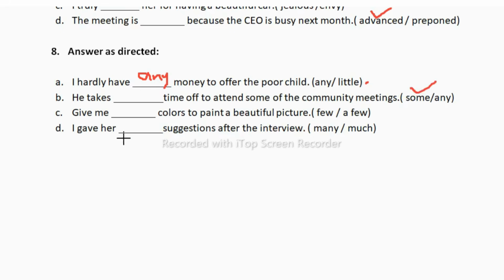The correct answer will be now: "Give me dash colors to paint a beautiful picture." Few or a few. This few and a few we will take with the countable nouns, countable things. Little we take with the uncountable things.